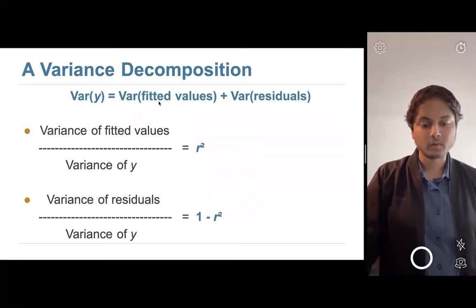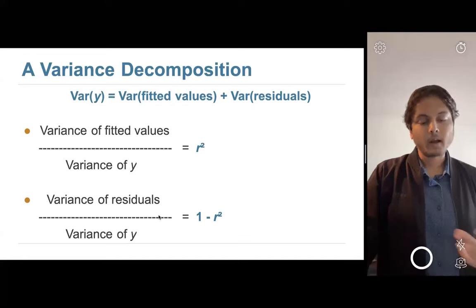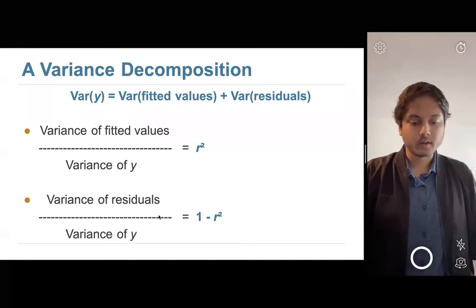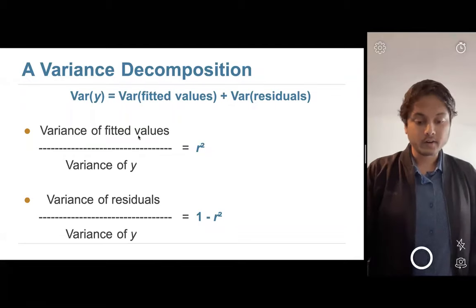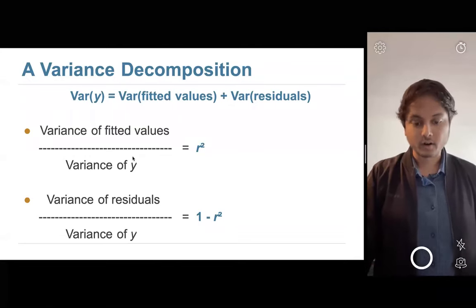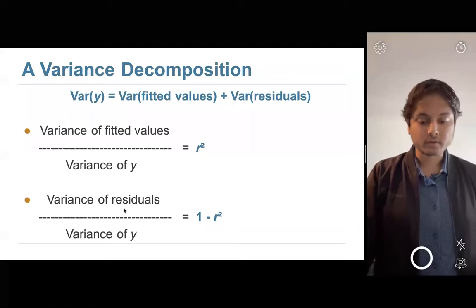So basically just move this variance of fitted values to the other side, subtract it from both sides, and then divide the entire equation by variance of y. That's how you can get this result here. And so this is another interesting property, that there's some relationship here. It's cool that the variance of the fitted values over the variance of y is actually r squared, and the variance of the residuals over the variance of y is actually 1 minus r squared.